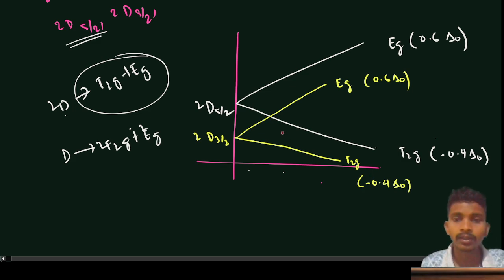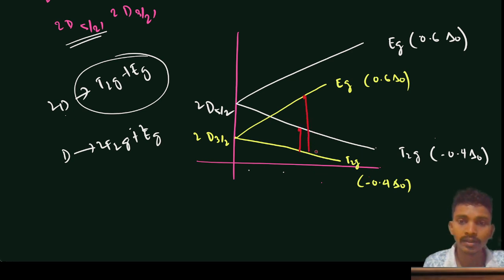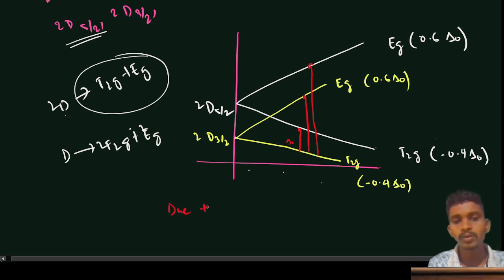Okay, so now what happens is that whenever you do the electronic transitions, transitions are possible. This is the ground state. From here the transitions are possible to here, to here, and to here. So three transitions are possible. Okay, and if you look at the spectroscopy, these energy gaps are very small, this and this and this. Due to this very small energy gap, a broad peak will occur.